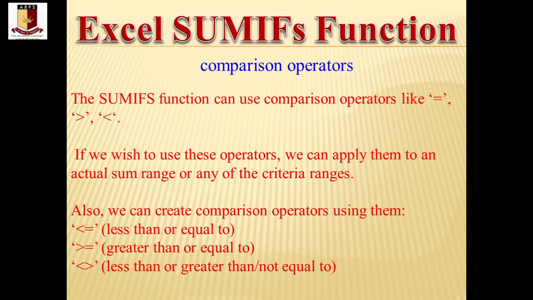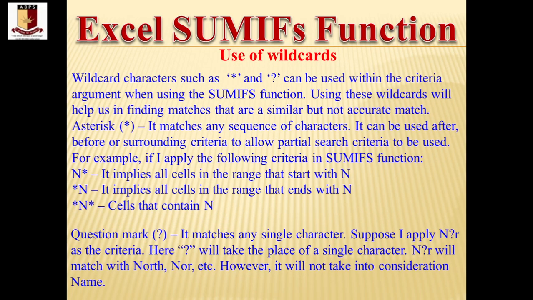Now next is a very important one: the use of wildcard characters. Wildcard characters such as star and the question mark can be used within the criteria argument when using the SUMIFS function. Using wildcards will help you find partial matches, especially in text values. It matches any sequence of characters. It can be used after, before, or surrounding, whatever you want, to allow partial search in the criteria. For example, suppose I apply the following criteria in SUMIFS: n star. The meaning of n star is starting from n and whatever comes afterward.